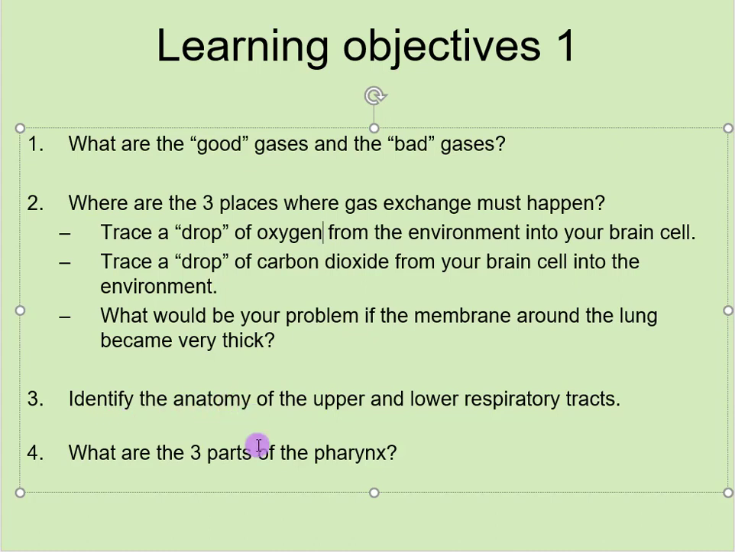We want to just identify some simple anatomy of the upper and lower respiratory tracts, as well as identifying the three parts of the pharynx. So here we go. So let's start off.